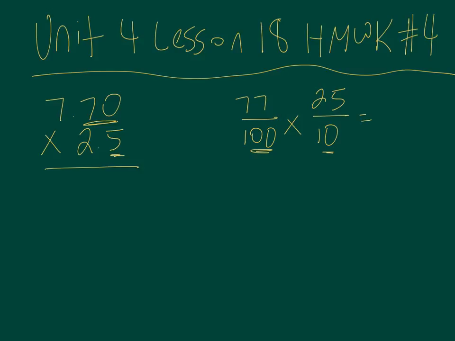Now, they've been taught this all along: top times top, bottom times bottom. Well, if you just look at the bottom, 100 times 10 is 1,000. So their answer is going to be in thousandths.